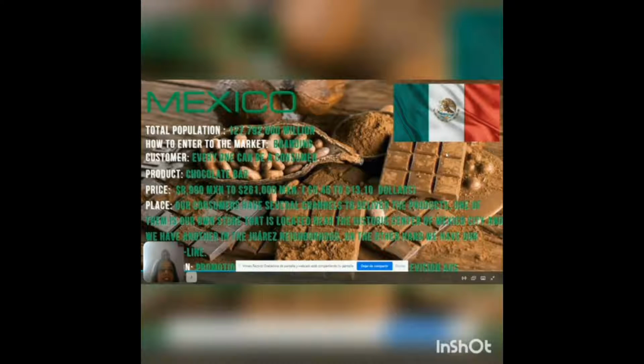In addition, our packaging is ecological, which gives confidence to our consumer. Our consumers have several channels to obtain the products. One store is located in the historic center of Mexico City, and we have another in the Juarez neighborhood. We also have our store online. We also seek to stand out for the exclusivity and experience we offer our consumer.